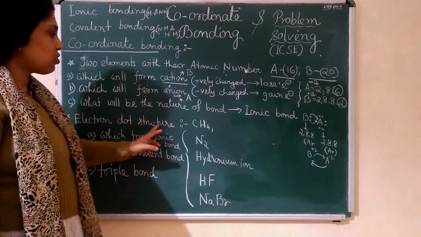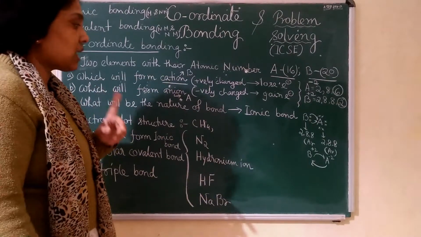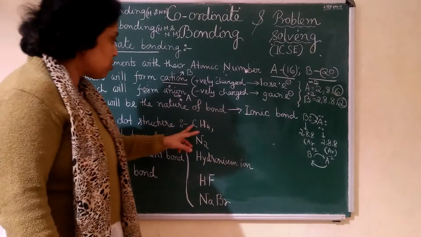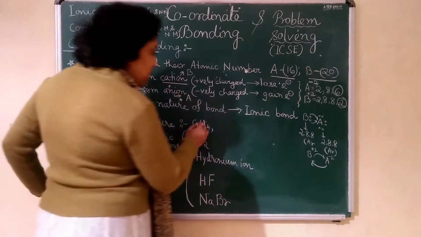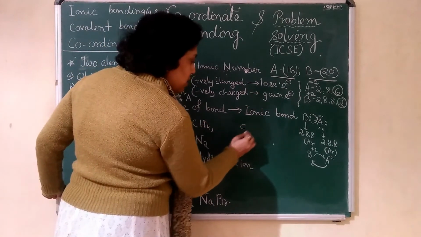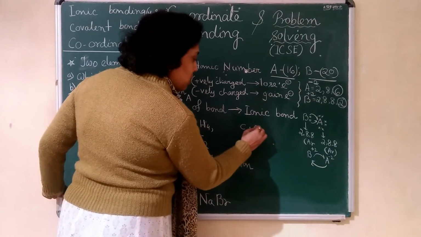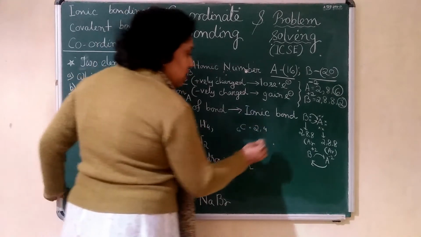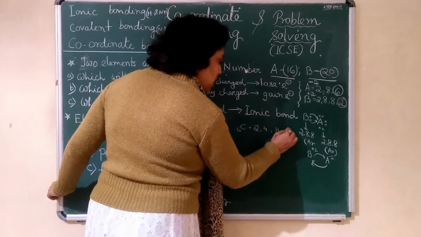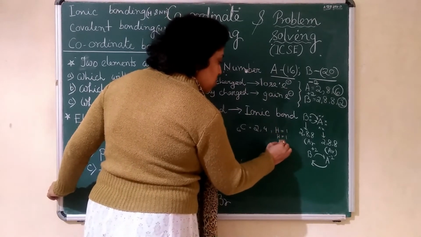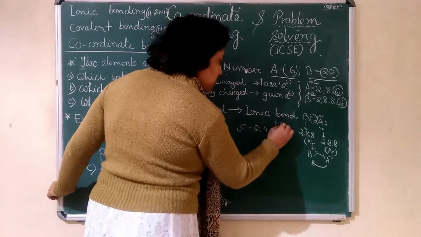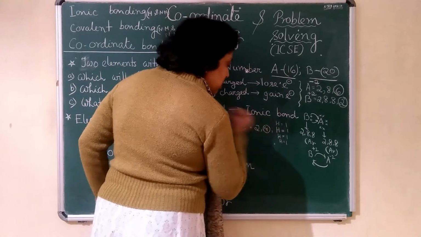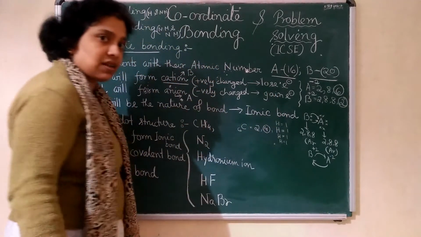Next question is electron dot structure. See here, it is electron dot structure. You have to show the valence electrons. So first one is CH4, carbon and hydrogen. Carbon, atomic number is 6, configuration 2, 4. Hydrogen 1. But 4 hydrogens are there, so 4 times you have to write 1. That's all. That only you have to show, the valence electrons. This is the valence electron for hydrogen. These are the valence electrons.